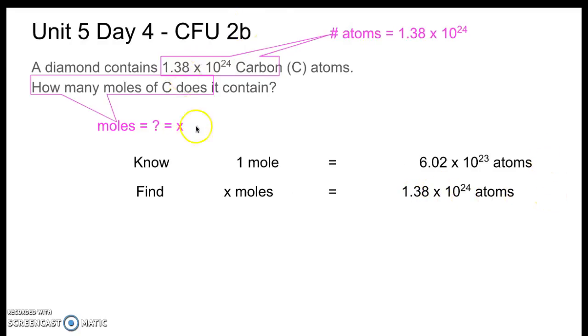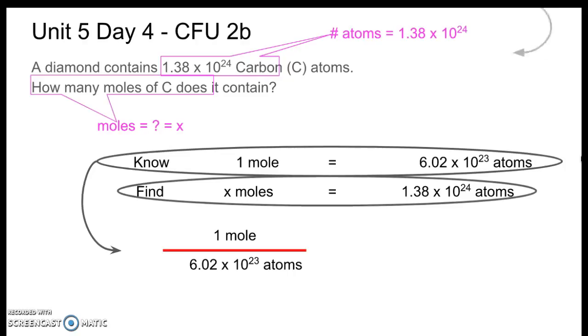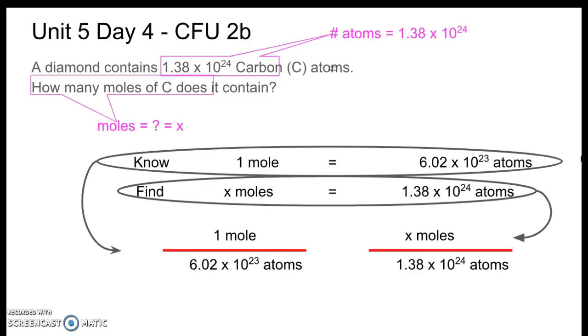So again, I'm going to take the known equation and turn it into a fraction, and the find equation. Let's see what that looks like. Great. So now that we have our two fractions set up, we are ready to solve using cross multiplication. If you feel confident in doing that, you can pause the video now, and when you press play again, you'll see my work.